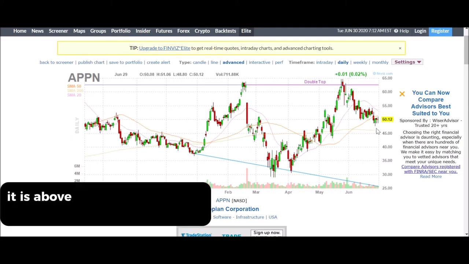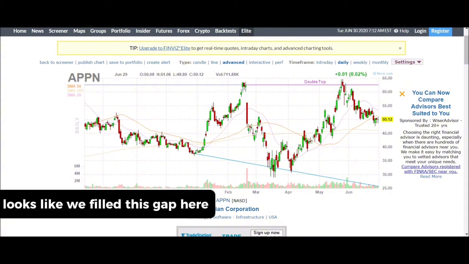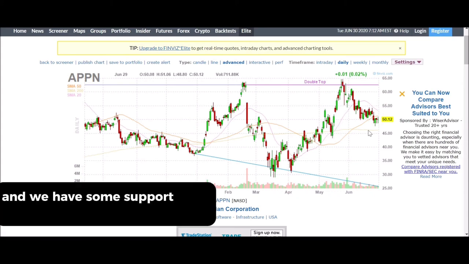It is above the 200-day moving average. So as long as it's above the 200-day moving average, not bad. Looks like we filled this gap here. And we have some support here in the mid-40s. It's hard. This is definitely one to keep an eye on.